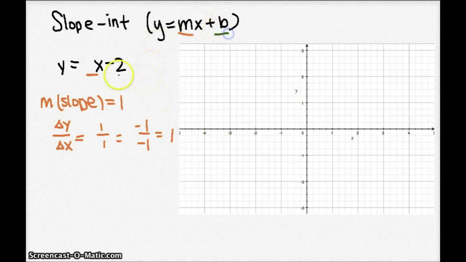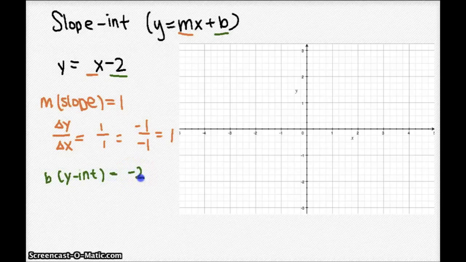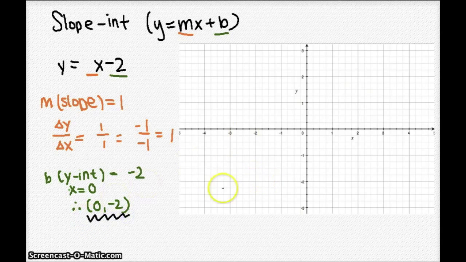Now we're going to compare the b value, which is the y-intercept. So b, or the y-intercept, is -2. So that means for the y-intercept, x is always 0. So this point is 0, -2. So why don't we plot this point on the graph first. So 0, -2, that's right here.